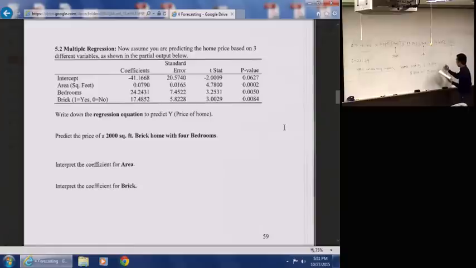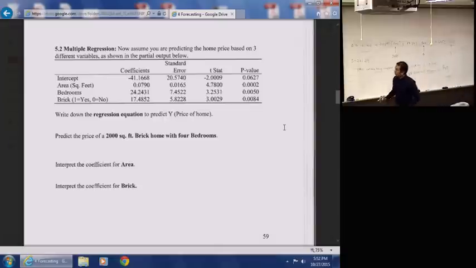$79, right? So you have to be careful because right now the price is in thousands, right? So it's 0.0790. When you convert it back into dollars, it's going to be $79, right? One more extra square foot is going to increase the price by $79.